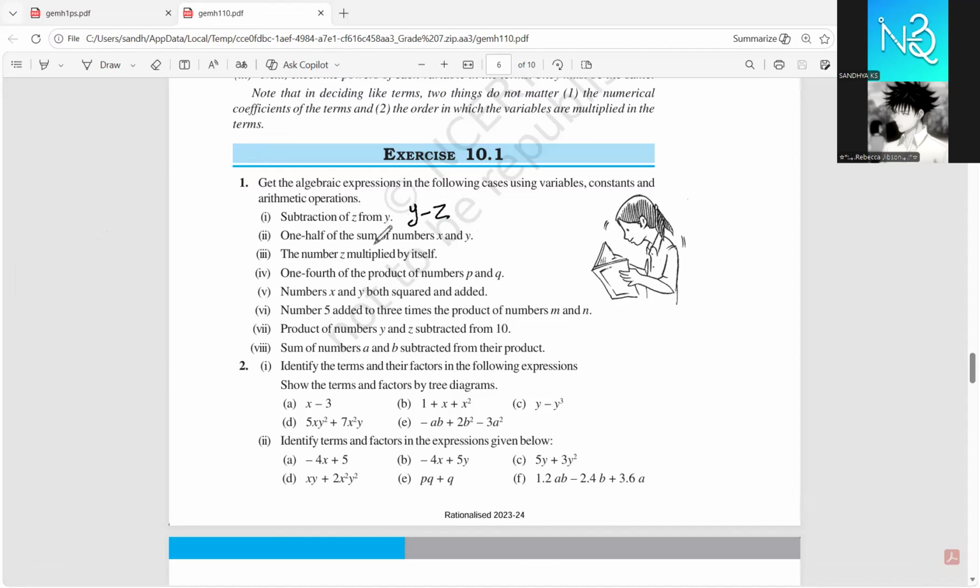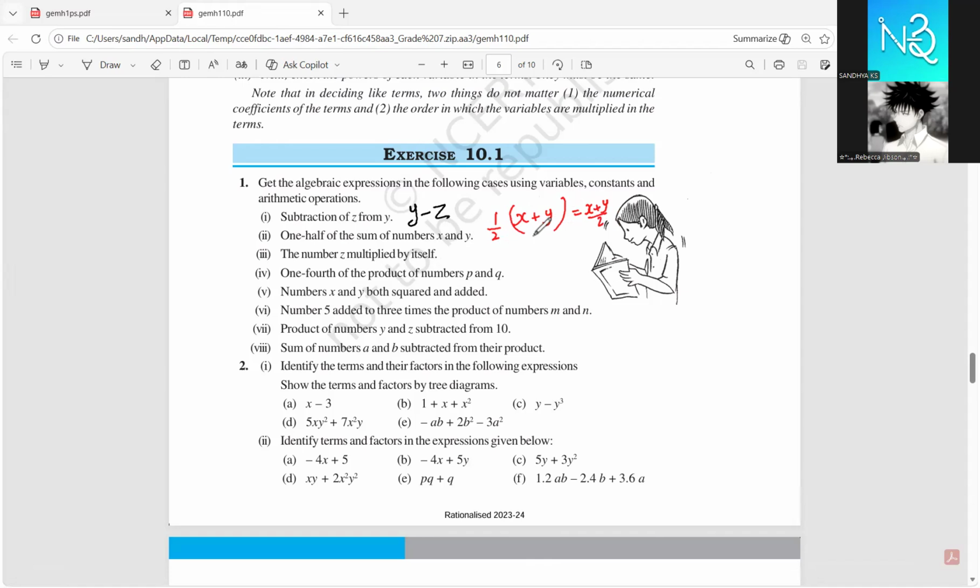First, you need to check about the sum of numbers. It's a fraction, right? Okay, I will tell. Sum of the numbers x and y means x plus y. 1/2 means 1 by 2. Of is the term, so two terms are there. So half bracket x plus y. This will be the answer. Or you can write like x plus y divided by 2. So the meaning is 1/2 of the sum of numbers x and y.